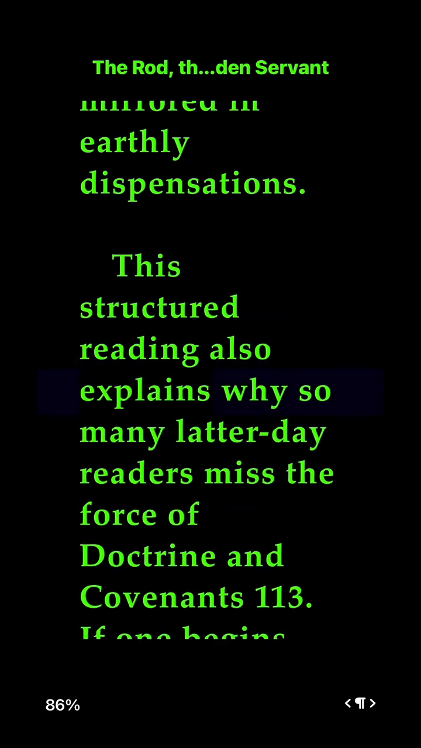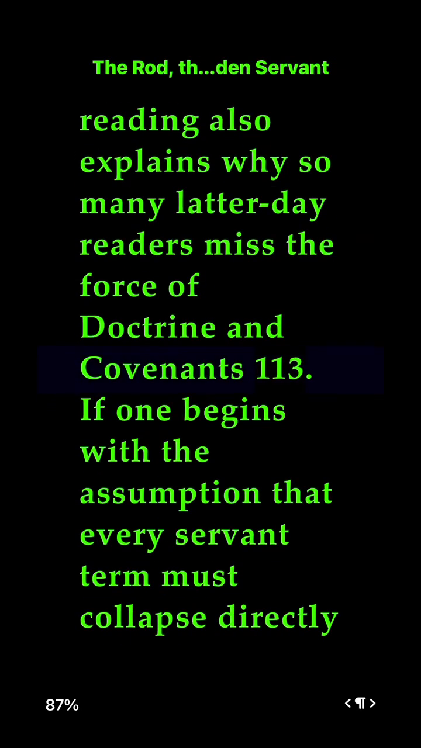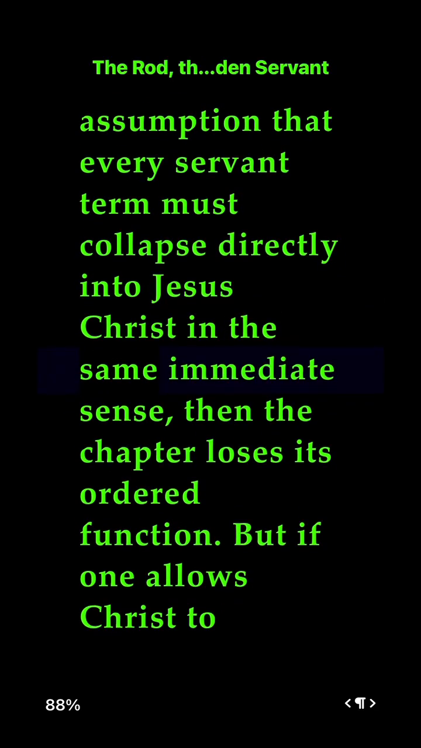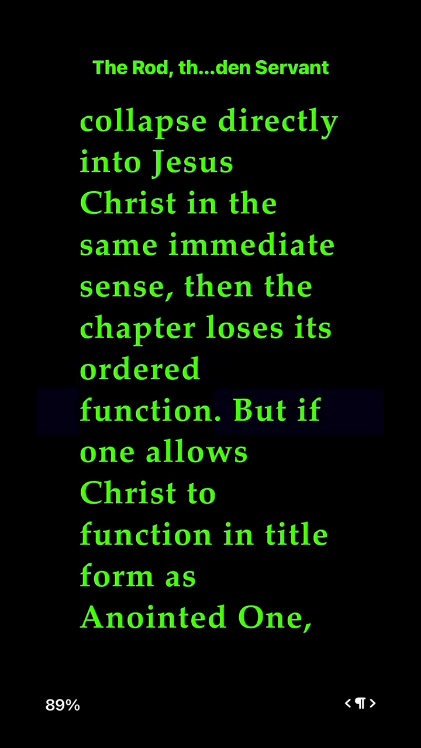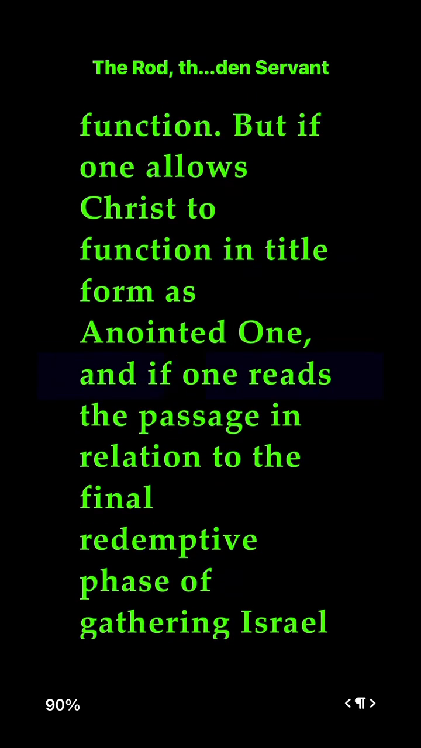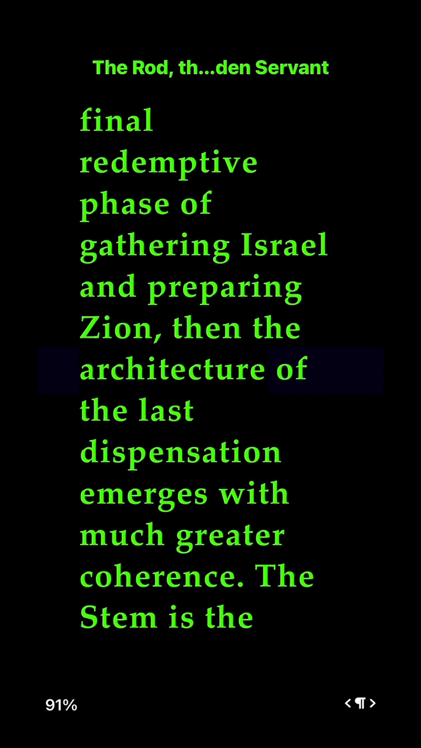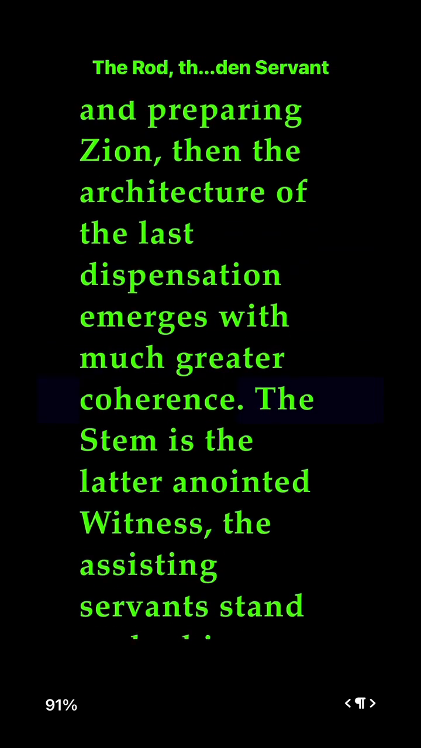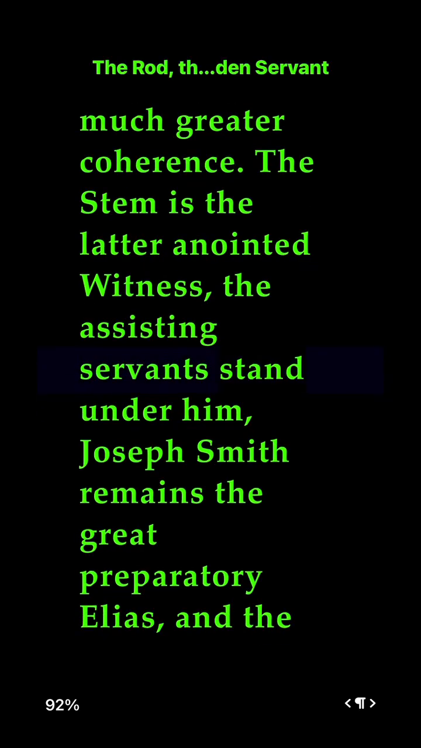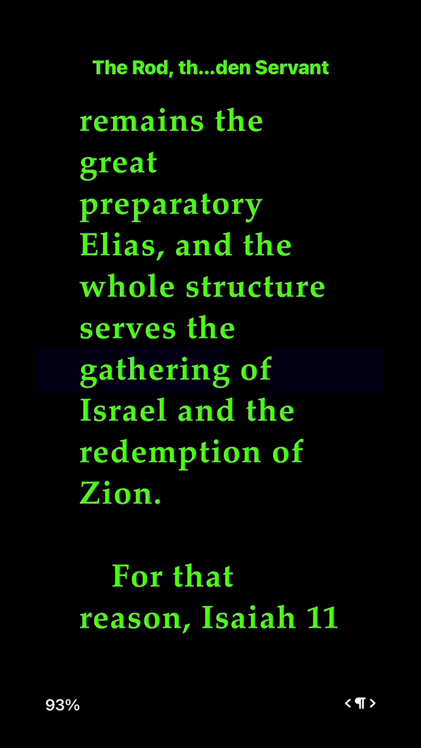This structured reading also explains why so many latter-day readers miss the force of Doctrine and Covenants 113. If one begins with the assumption that every servant term must collapse directly into Jesus Christ in the same immediate sense, then the chapter loses its ordered function. But if one allows Christ to function in title form as Anointed One, and if one reads the passage in relation to the final redemptive phase of gathering Israel and preparing Zion, then the architecture of the last dispensation emerges with much greater coherence. The stem is the latter anointed witness, the assisting servants stand under him, Joseph Smith remains the great preparatory Elias, and the whole structure serves the gathering of Israel and the redemption of Zion.